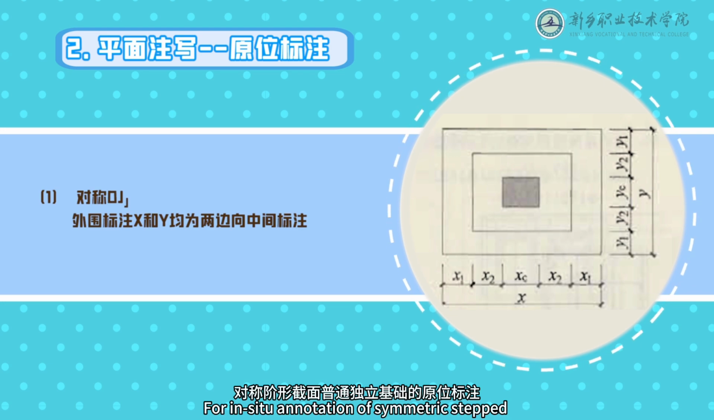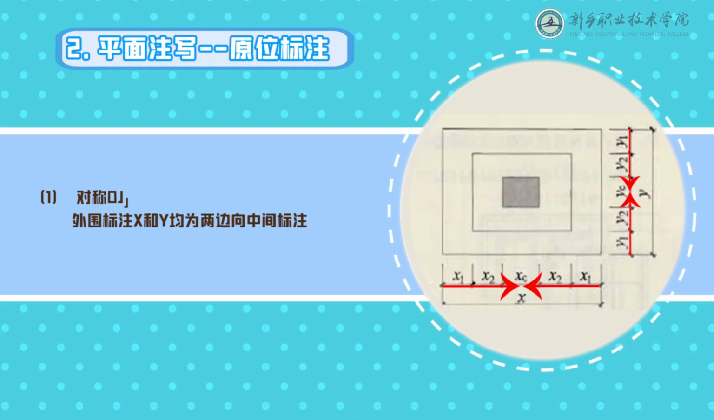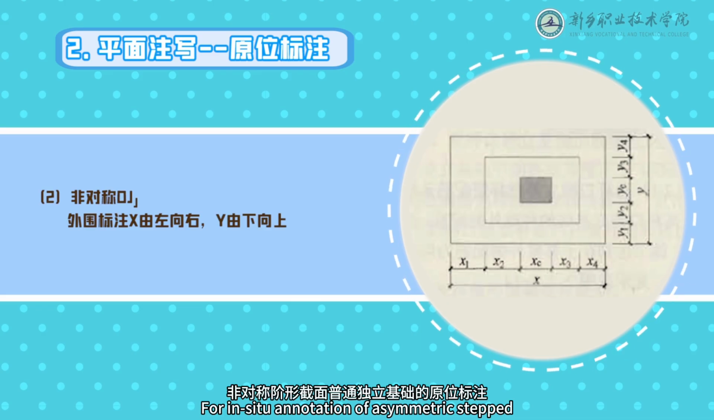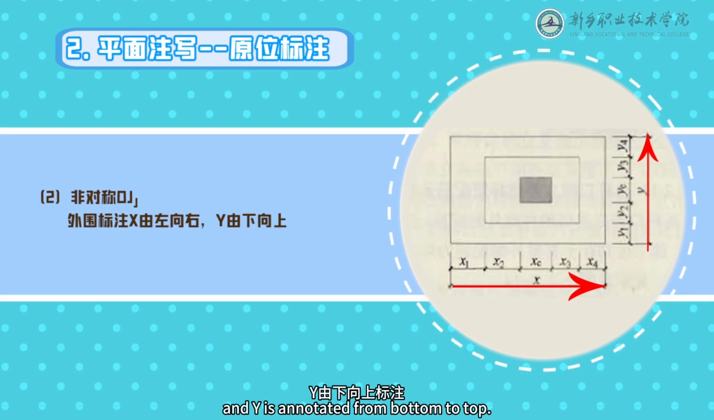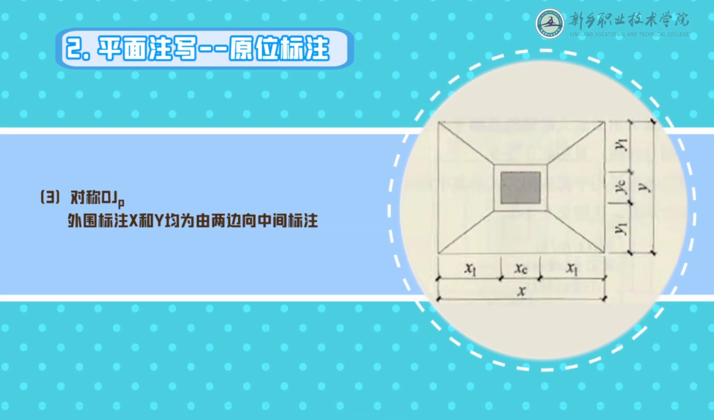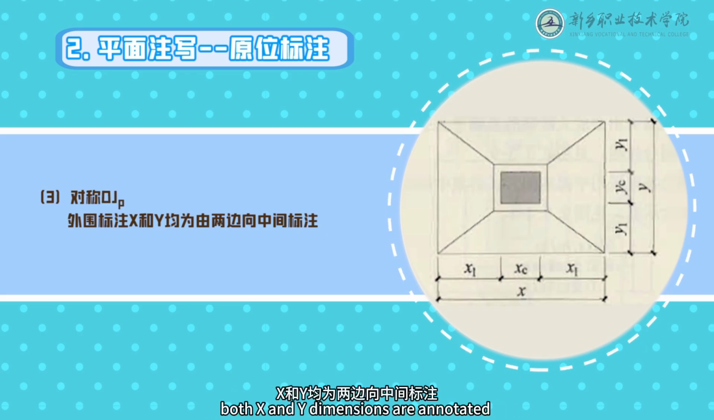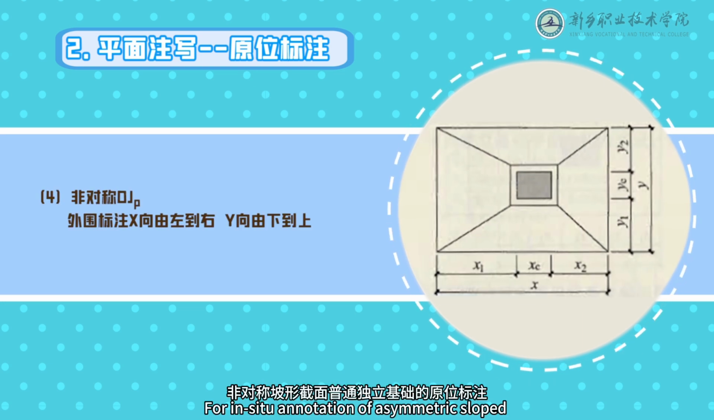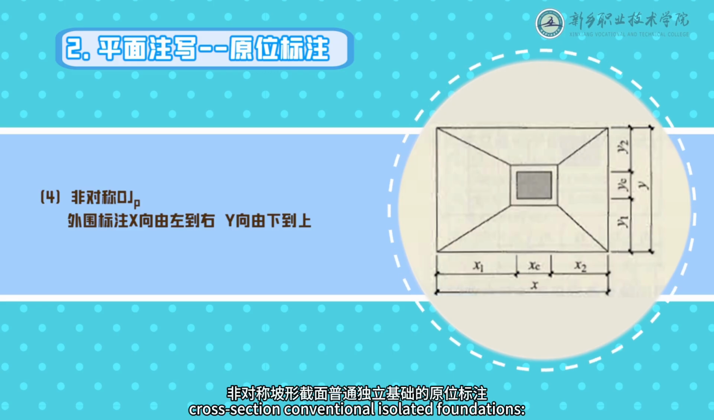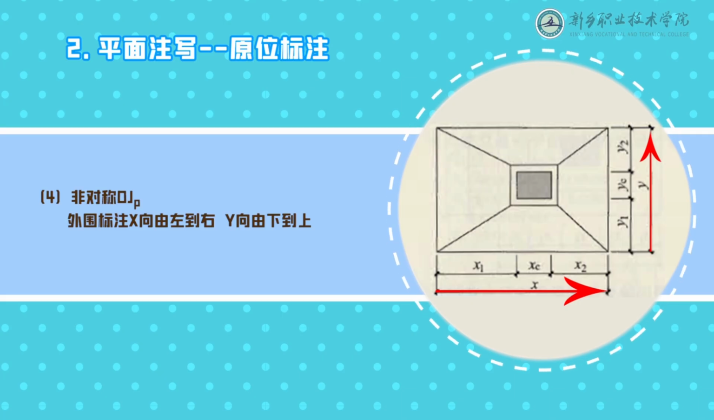For in situ annotation of symmetric stepped cross-section conventional isolated foundations, both X and Y dimensions are annotated from both sides towards the center. For in situ annotation of asymmetric stepped cross-section conventional isolated foundations, X is annotated from left to right, and Y is annotated from bottom to top. For in situ annotation of symmetric sloped cross-section conventional isolated foundations, both X and Y dimensions are annotated from both sides towards the center. For in situ annotation of asymmetric sloped cross-section conventional isolated foundations, X is annotated from left to right, and Y is annotated from bottom to top.